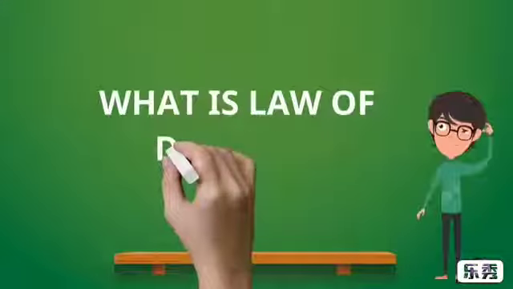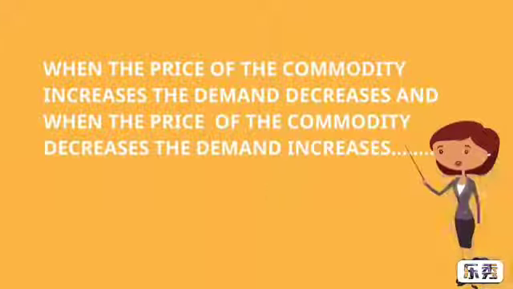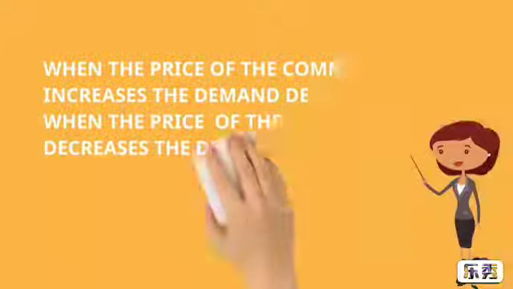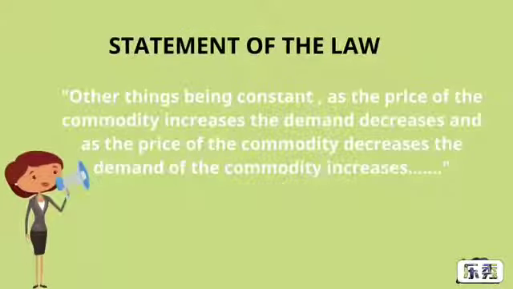Law of demand. When the price of the commodity increases, the demand decreases, and when the price of the commodity decreases, the demand increases. Price increases, demand decreases. Statement of the law. Other things being constant, as the price of the commodity increases, the demand decreases, and as the price of the commodity decreases, the demand of the commodity increases.